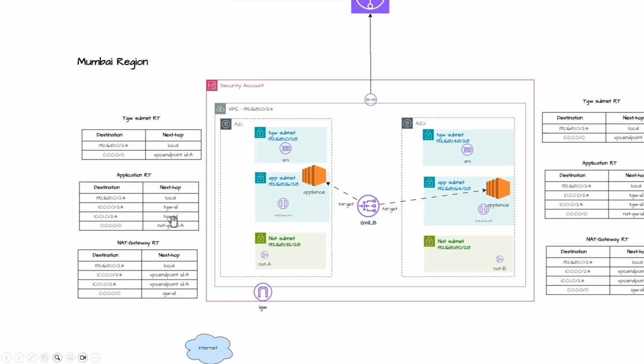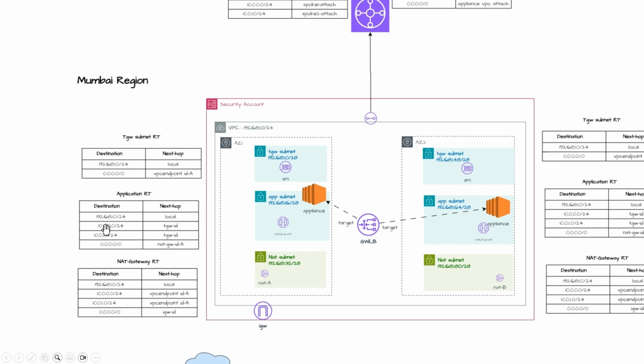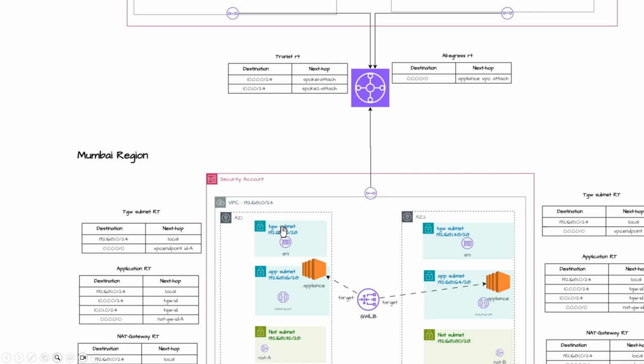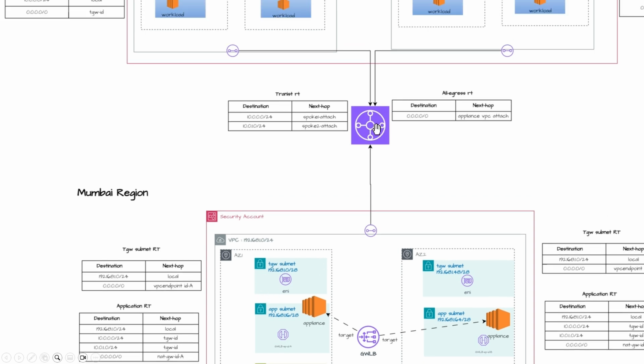That's what I'm saying, you need to understand that this particular IP range has everything covered. But since this works on layer 3 plus layer 4 rules, this particular IP range is saying we should take the path of the transit gateway ID. So the transit gateway ID will move this packet, and then the packet will reach here.